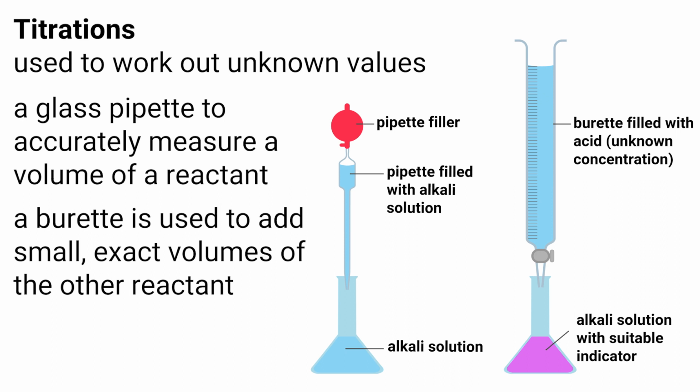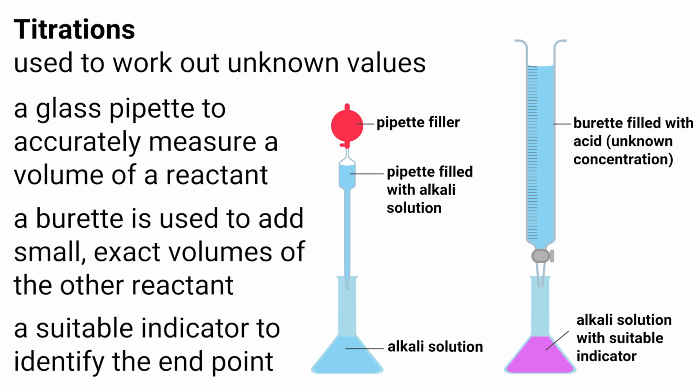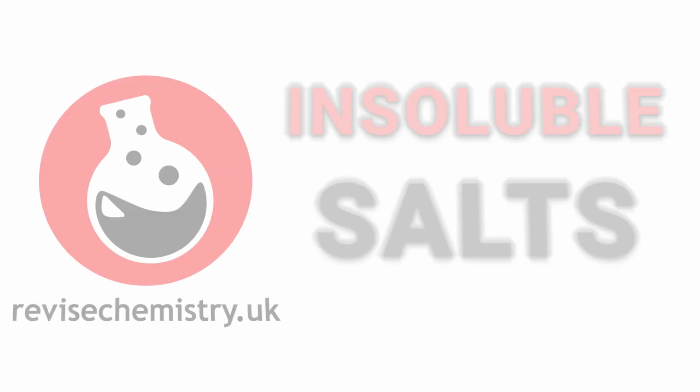We use a burette to add small exact volumes of the other reactant, and this normally has a volume of about 50 centimeters cubed. The final piece of equipment that we need for a titration is a suitable indicator, and this is usually either methyl orange or phenolphthalein, as these give exact colour changes rather than universal indicator that has far too many colours and is difficult to tell when it's neutral.